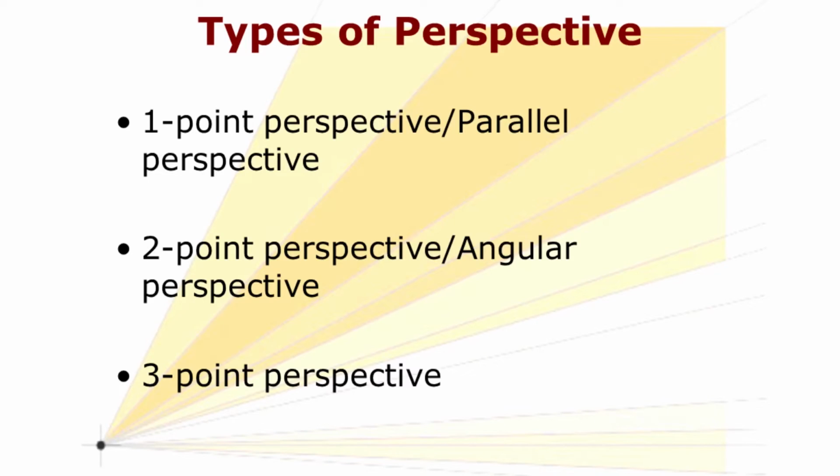There are three types of perspectives. 1-point perspective, we call parallel perspective. 2-point perspective, we call angular perspective. And 3-point perspective, it doesn't have any particular name, but it is used precisely for the height of a building. For example, twin towers or high-rise buildings can be drawn in 3-point perspective. Let me explain one by one.